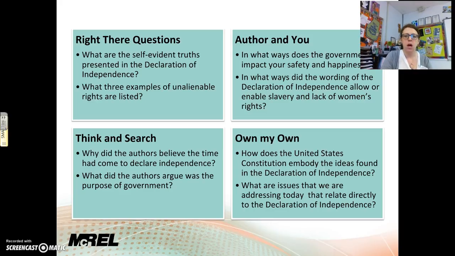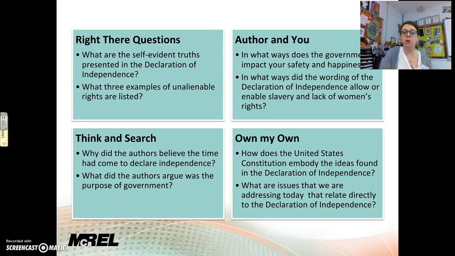Okay, author and you questions. In what ways does government impact your safety and happiness? In what ways did the wording of the Declaration of Independence allow or enable slavery and lack of women's rights? Okay, this is a good example of inferential questions. Students would need background knowledge about what all men are created equal means, slavery and women's rights. They would also need to read between the lines regarding the information in the Declaration of Independence.